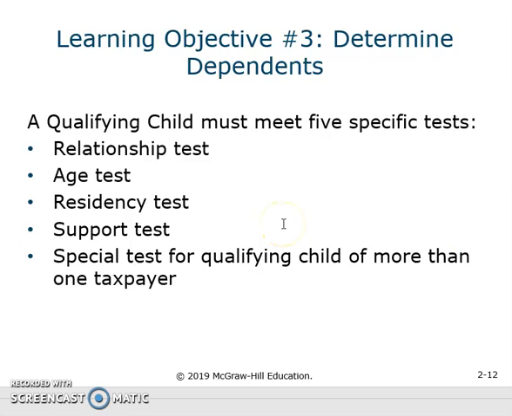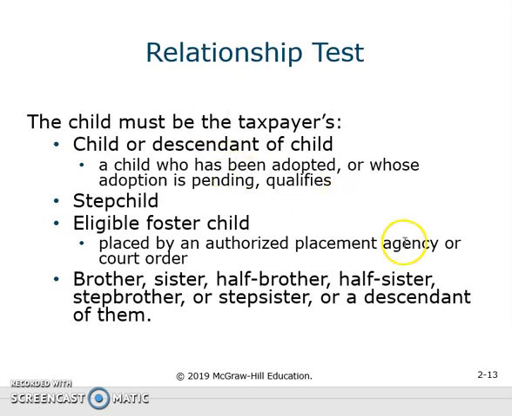So once those 3 general tests are met, we're going to first see if a dependent would qualify as a qualifying child. A qualifying child must meet 5 additional specific tests: the relationship test, the age test, the residency test, the support test, and then there is also a special test if the child could be a qualifying child for more than one taxpayer. So let's start with the relationship test.